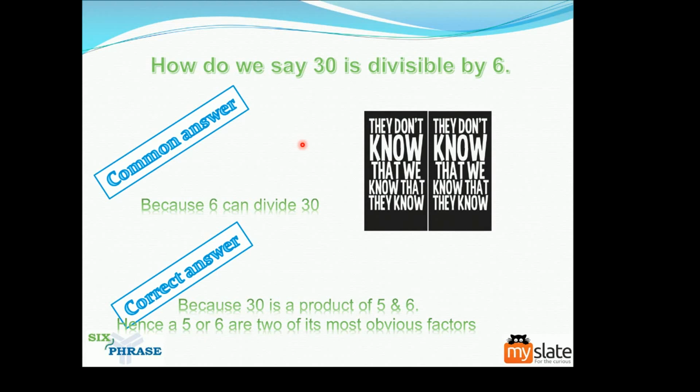There are other divisors. Yes, 10 can divide 30. Yes, 15 can divide 30. Yes, 3 can divide 30, 2 can divide 30. But 5 and 6 are the obvious factors, because you can directly see 30 is a product of 5 and 6. So you can say 30 is divisible by 6, or you can say 30 is divisible by 5. So this is the reason why we say that.